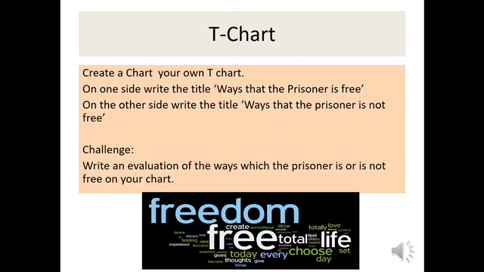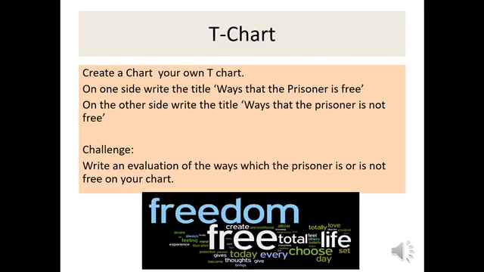This activity is a T-chart activity. I want you to create a chart. Just simply draw a line down the middle and a line across the top. Do not forget to use a ruler, please. On one side, I want you to write the title, Ways That the Prisoner is Free. For example, has he or she got the freedom to watch television, to read books? On the other side, write the title, Ways That the Prisoner is Not Free. And essentially, you're going to make a list, I would say a minimum of 3 each side, of ways that the prisoner is free or not free.